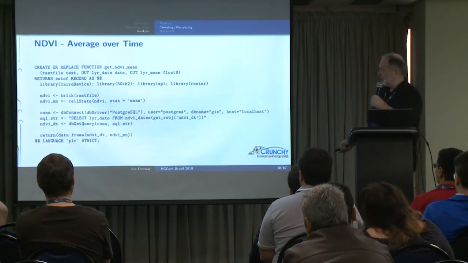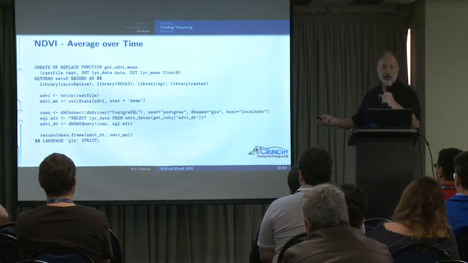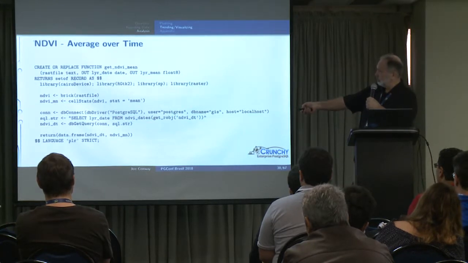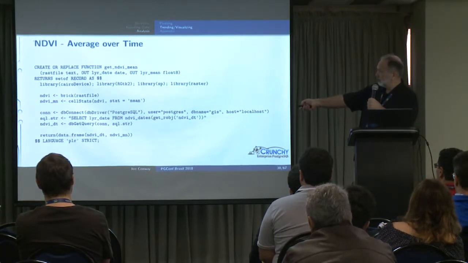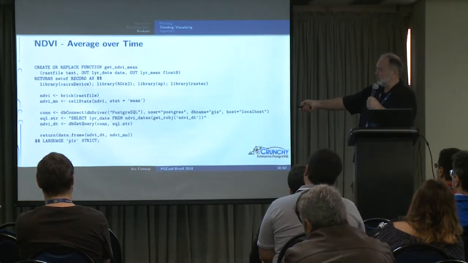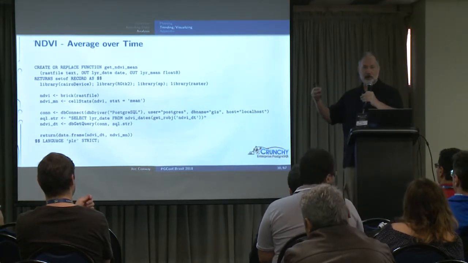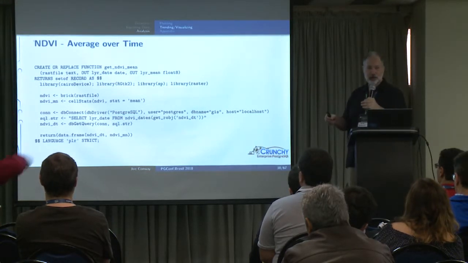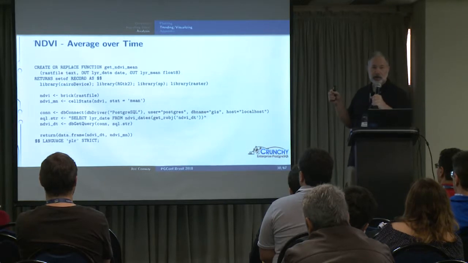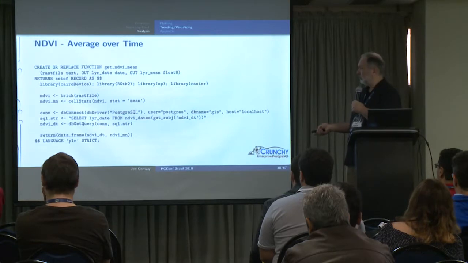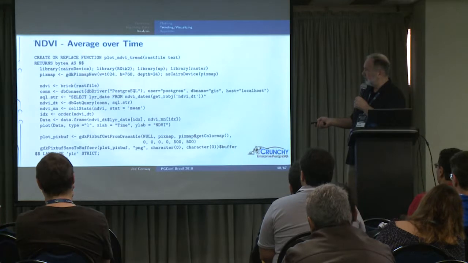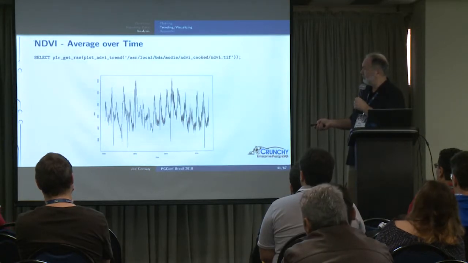And the reason I do that is because now I can do things like look at the average over time. So in this, I'm using something called cellStats to calculate the mean. What this is doing is taking all the pixels that are in the raster image, in this case all of San Diego County, and it's just calculating the average. So I can get an average NDVI value for San Diego County over time.